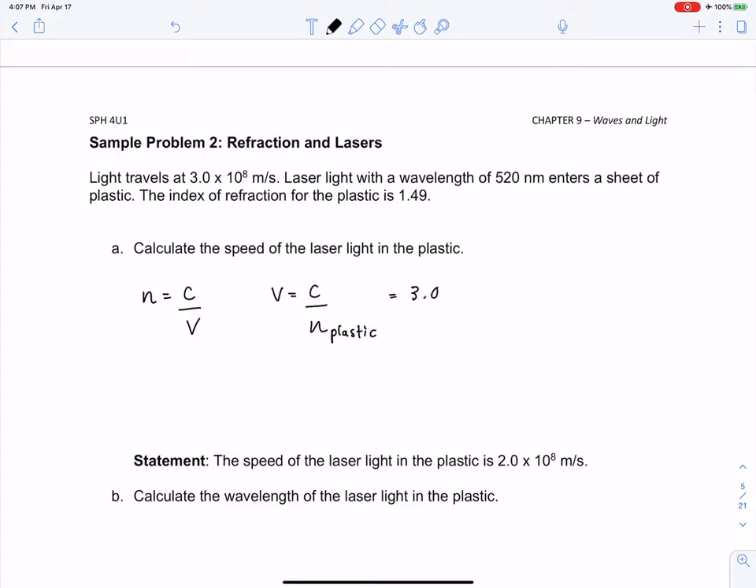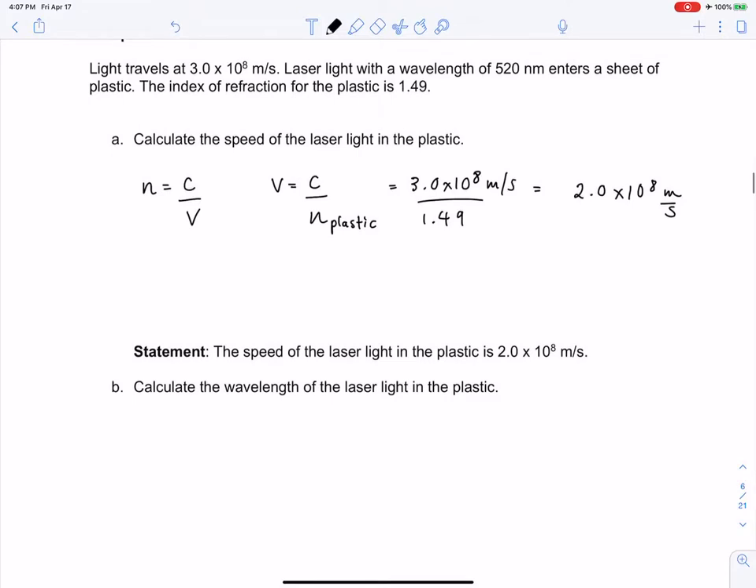So that's 3 times 10 to the power of 8 meters per second divided by the index of refraction for plastic, which is 1.49. Punch this in and you get a speed of light of 2 times 10 to the power of 8 meters per second. Therefore, the speed of laser light in the plastic is 2 times 10 to the power of 8 meters per second. In part B, we want to calculate the wavelength of laser light in the plastic.